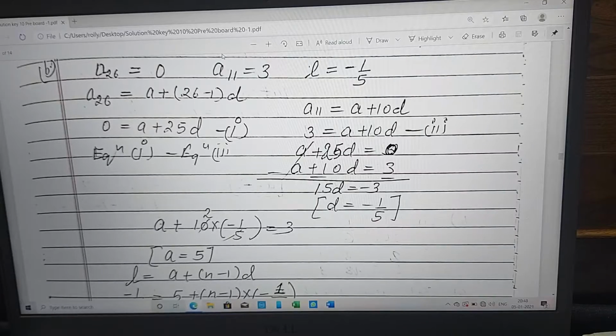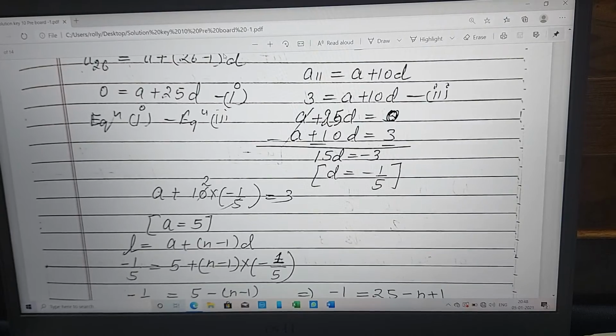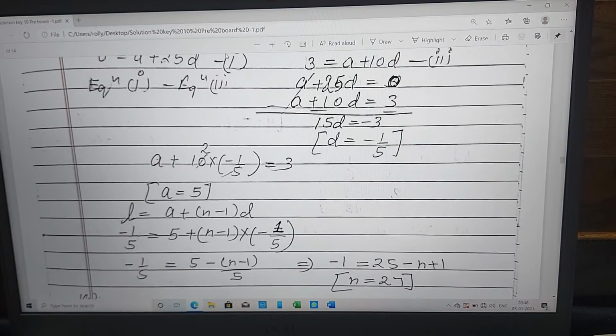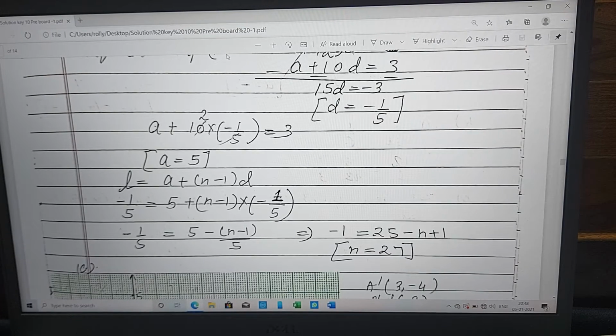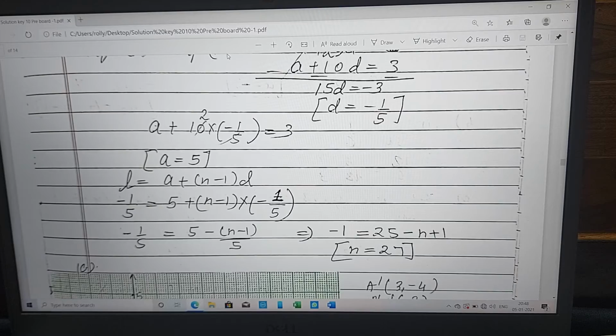We know this much, so we have got two simultaneous linear equations. We have calculated the values of a and d. d is minus 1 upon 5, a is 5. With the help of the last term, you were supposed to calculate the number of terms also. So with the help of the last term, we have calculated that the total number of terms is 27.